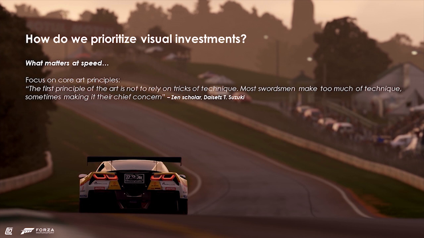So how do we prioritize visual investments at speed? And like I said, this goes back to a lot of the core art principles. I like this quote here. The first principle of the art is not to rely on tricks of technique. Most swordsmen make too much of technique, sometimes making it their chief concern.